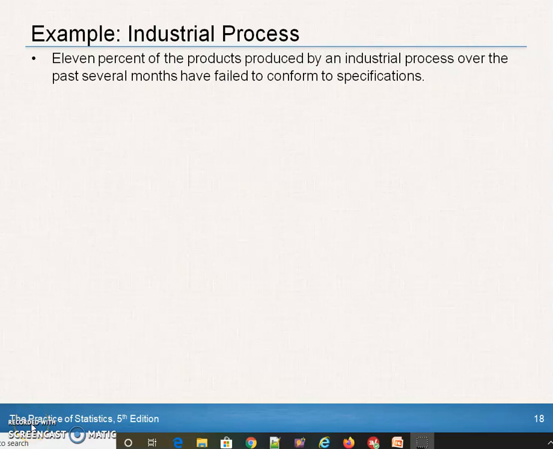Okay, let's try this again. I was trying to rush through that before, and that was a bad idea.